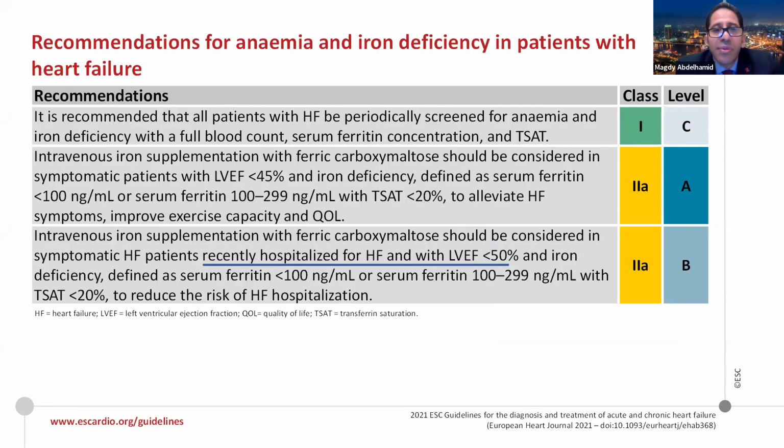So we have to screen those patients by asking for an iron profile, and when the patient has serum ferritin less than 100 nanogram per milliliter, or serum ferritin 100 to 299 nanogram per milliliter with TSAT less than 20%, he is a candidate for intravenous ferric carboxymaltose, which is a class 2A recommendation.